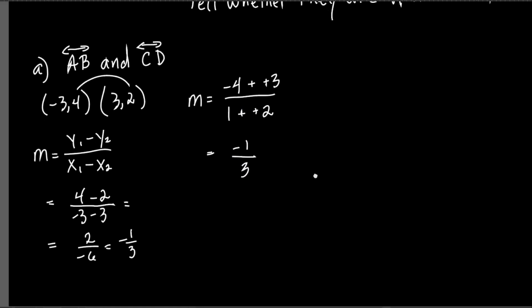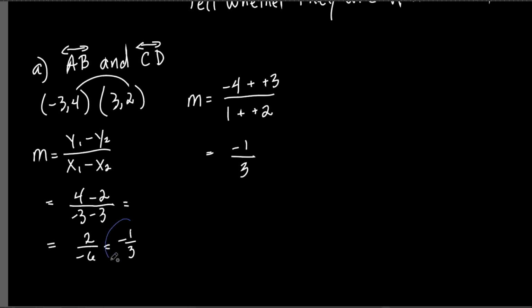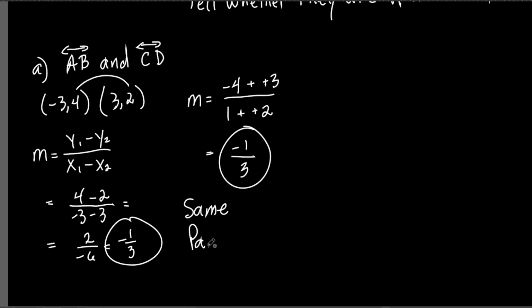Now what we're going to do is compare the slopes. Compare this slope to this slope. Obviously, they're the what? They're the same, right? So if they are the same, then what kind of lines are these two lines? They are parallel. Okay? And that's the answer right there. But you need to show why they're parallel.